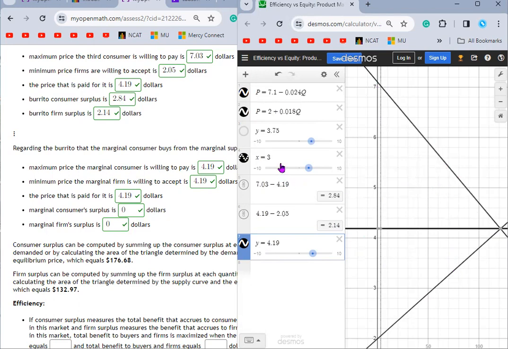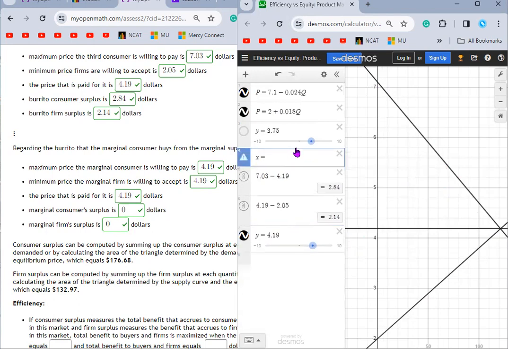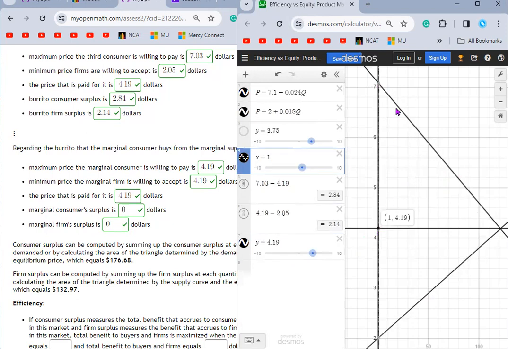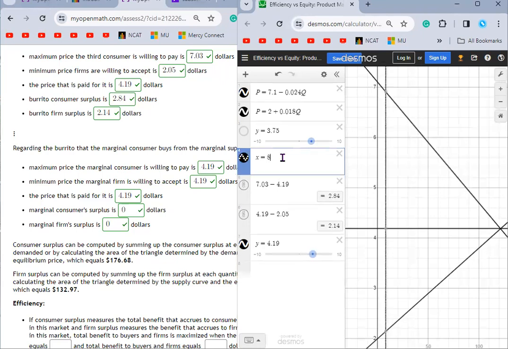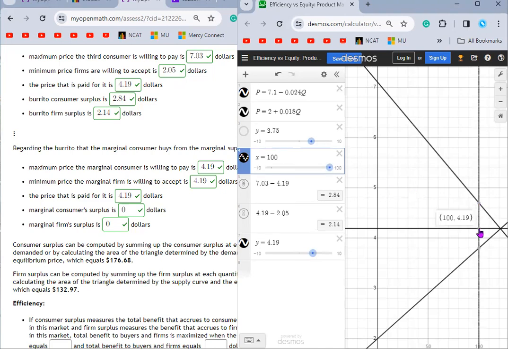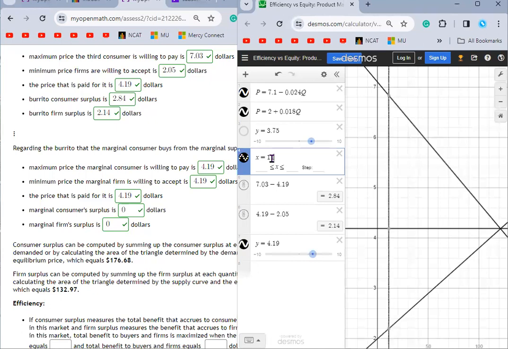Okay, so this is the consumer surplus. And the consumer surplus is the sum of the differences in this height from here up to here. That's the consumer surplus of the first consumer. That's the consumer surplus of the second consumer, of the third, of the fourth, of the fifth, and so on, to the 100th, right? This height difference. Notice that for the 100th burrito sold, the consumer surplus has shrunk, right? And it continues to shrink as the quantity supplied and demanded increase.